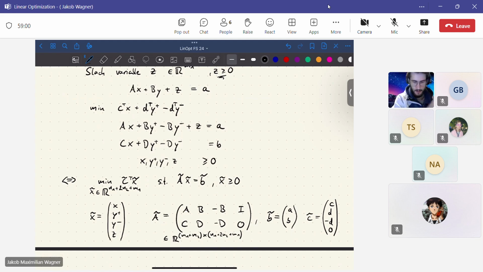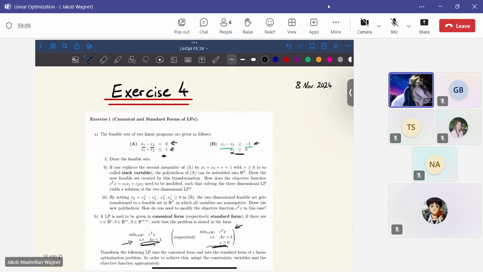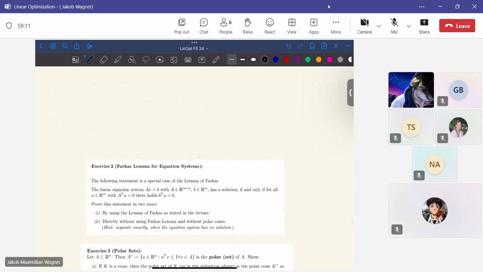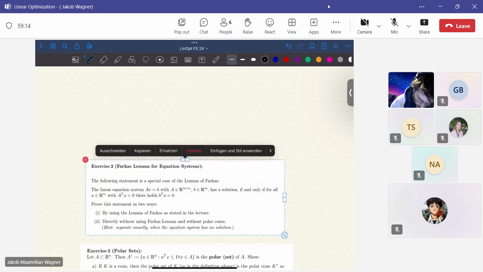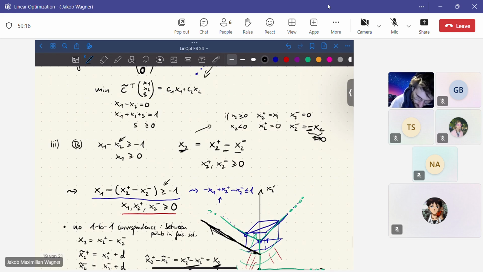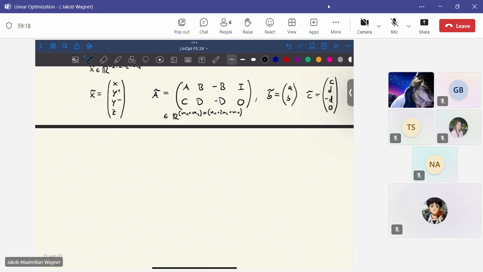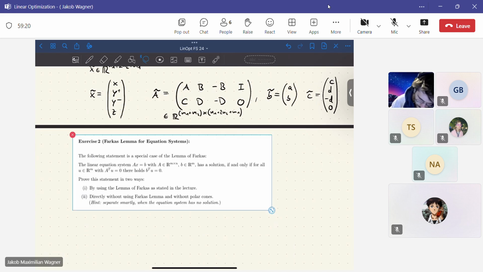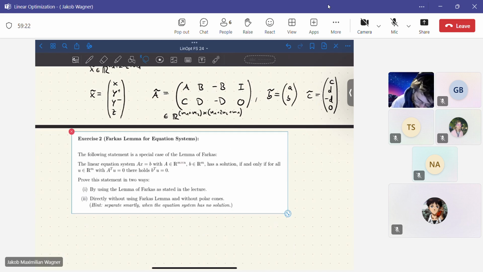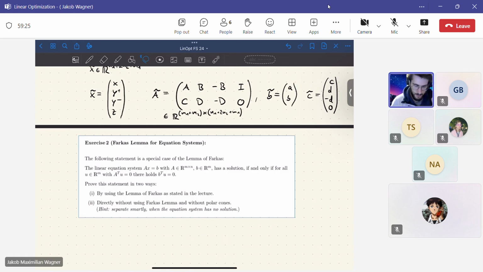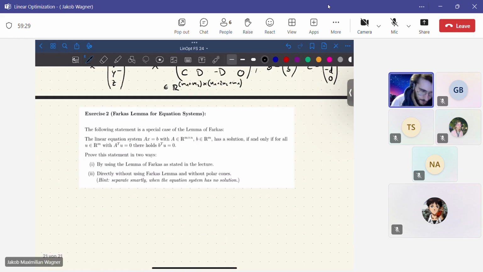So in the next exercise, we will want to have a look at a special version of the lemma of Farkas. So let me first copy it over. This is our exercise. So first, let's recap. What is the lemma of Farkas?